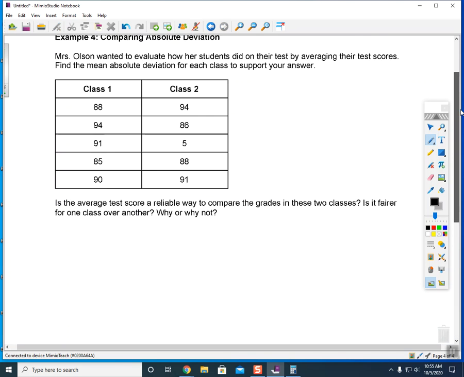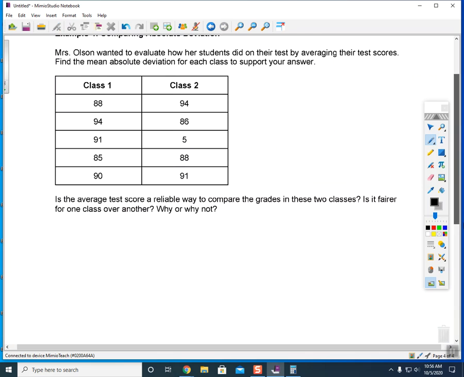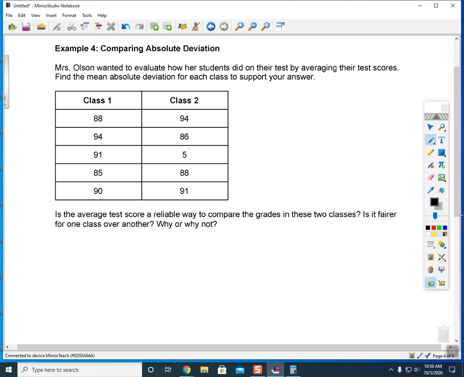Another thing that we'll use absolute deviation for is to figure out if the mean of the set of data that we're working with is actually a reliable way to analyze my data. So we'll show you what I mean. I keep calling these class A and class B, so I'm going to change this to A and B as I'm talking about this.